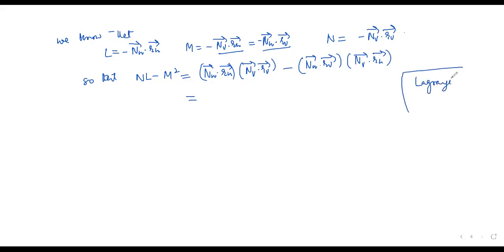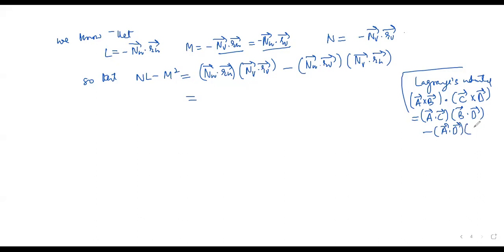So Lagrange's identity says that for any four vectors A, B, C, D, A cross B dotted with C cross D, which is a number because it's a dot product, would be A dot C times B dot D minus A dot D times C dot B. So that is the formula.